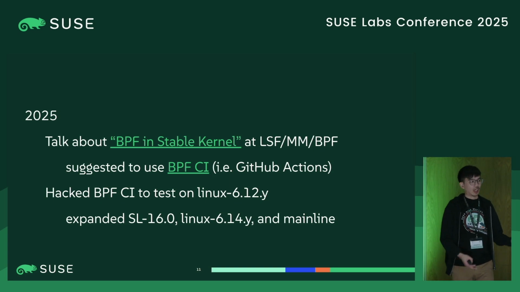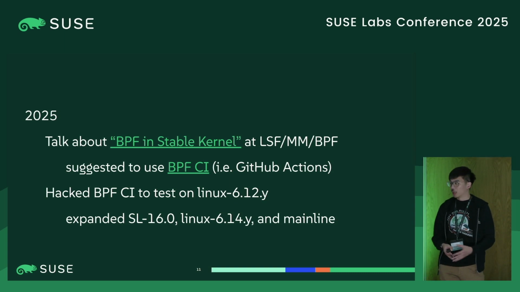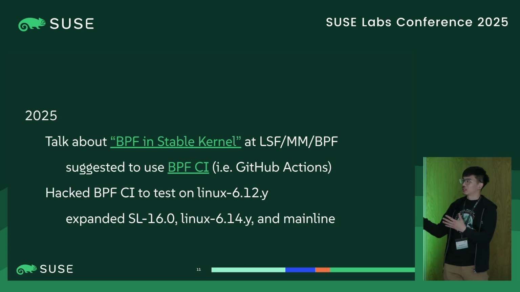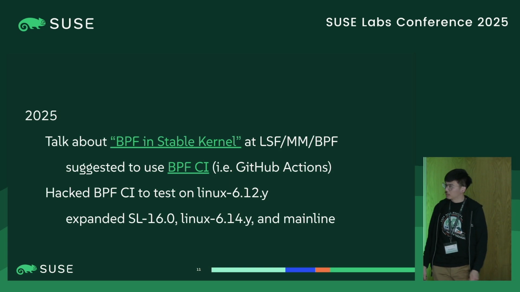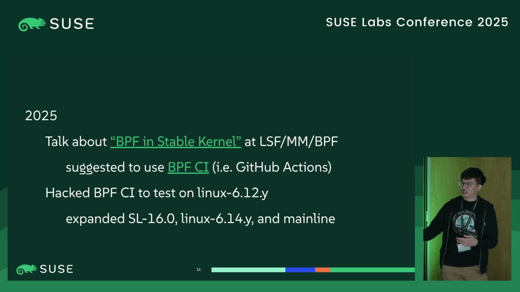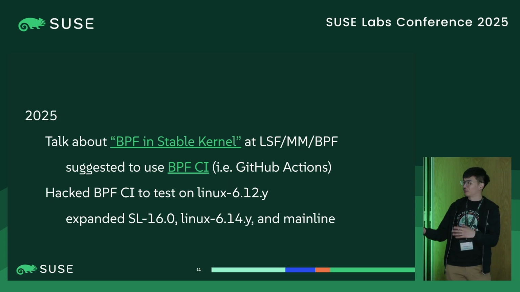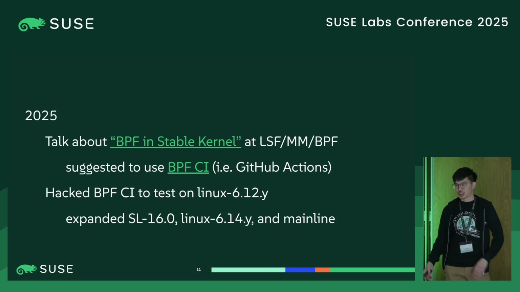And the suggestion I got from the BPF maintainer upstream is to use BPF CI. BPF CI is basically just a GitHub Action script that runs the BPF self-test on BPF next, which is the BPF development tree. And that's basically what I did. I forked the BPF CI script on GitHub, and I basically just pointed it away from BPF next and switched to the stable Linux 6.12. And that basically worked, surprisingly.